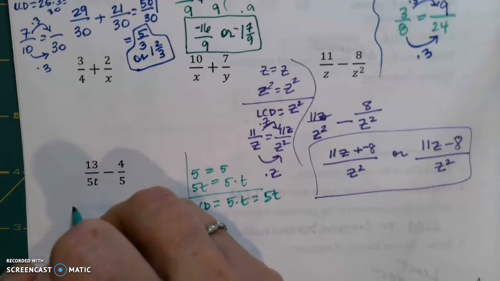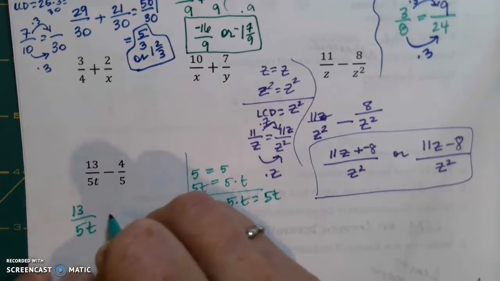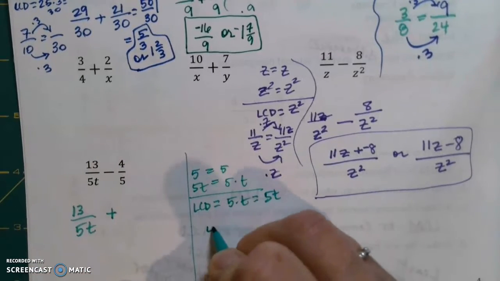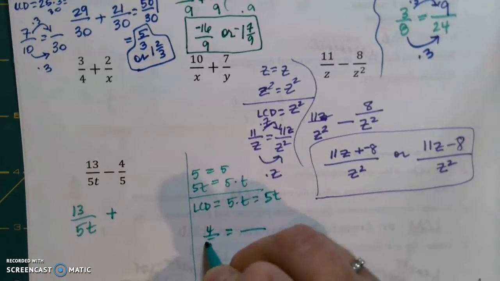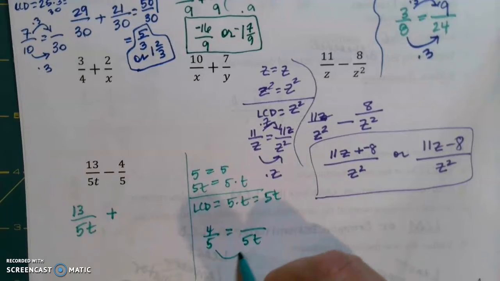So 13 over 5t we can leave alone. And then we're going to look at the 4/5 and get that to have a denominator of 5t as well.